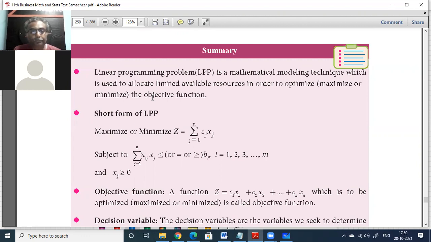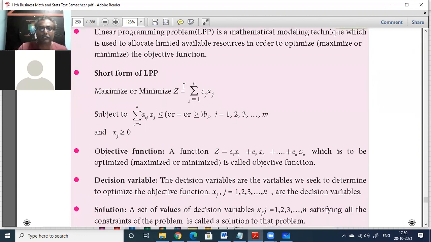Objective function. A function z is equal to c1 x1 plus c2 x2 and so on up to cn xn, which is to be optimized. Maximize or minimize is called the objective function. It's the same as this one, same as that one.